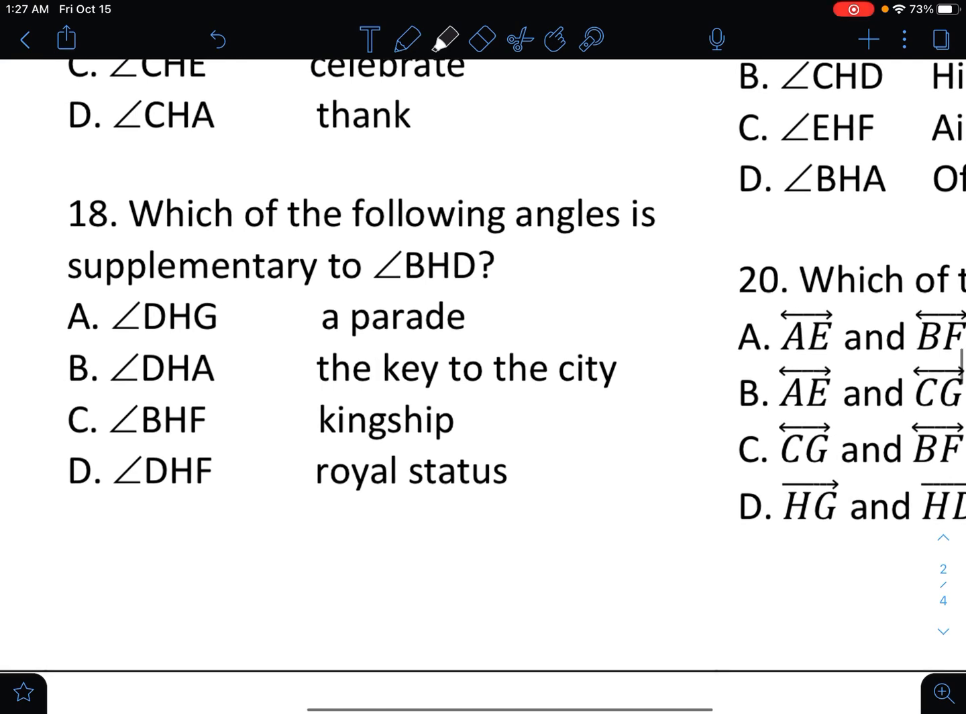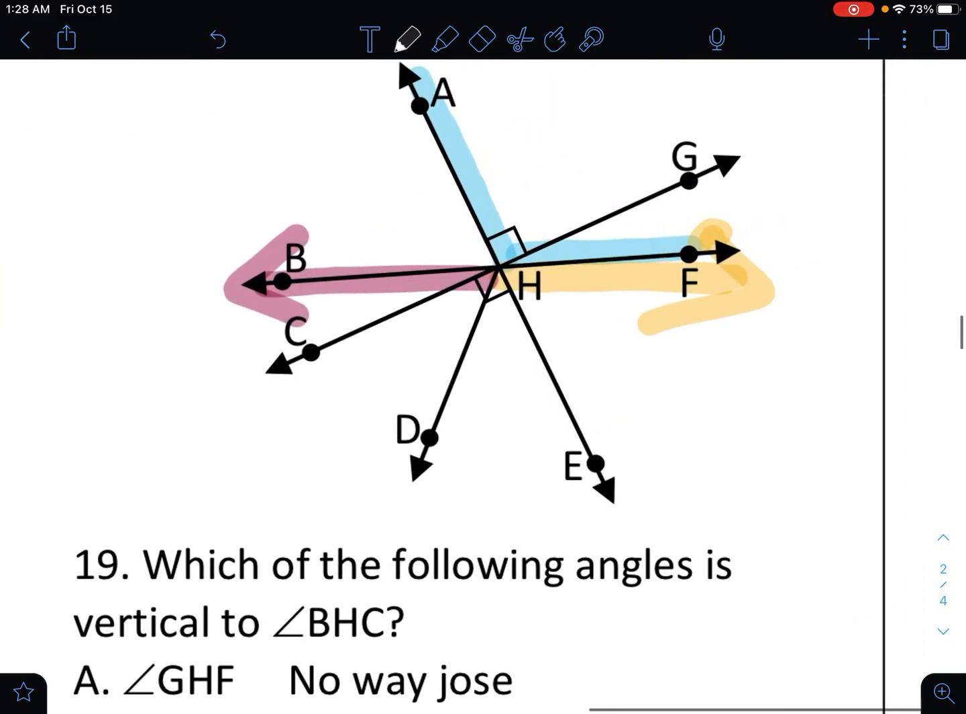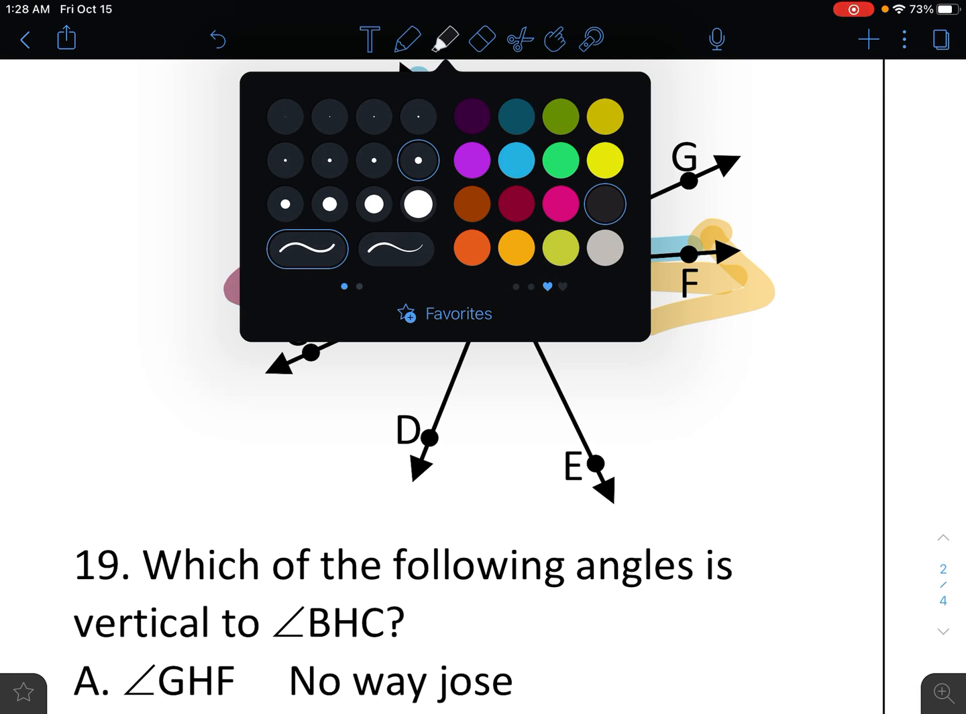All right, number 18. Which of the following angles is supplementary? Don't forget, supplementary means part plus part equals 180. So we're looking for something that makes a straight line, basically, because that's 180 degrees. BHD. All right, let's see what that is.